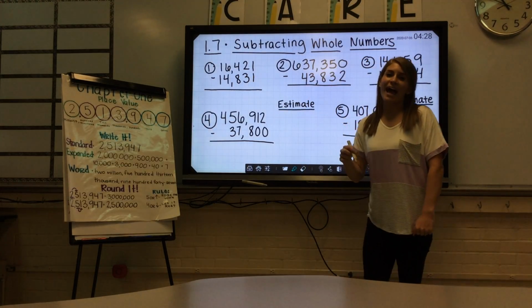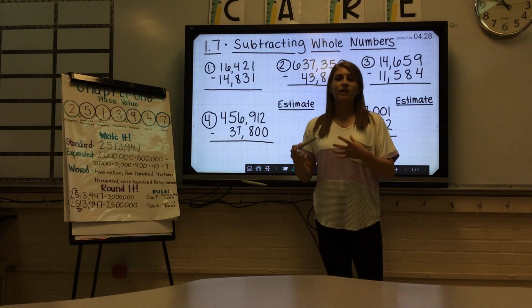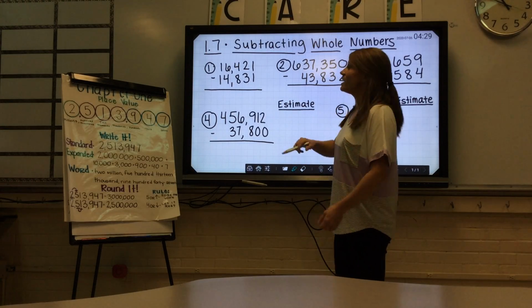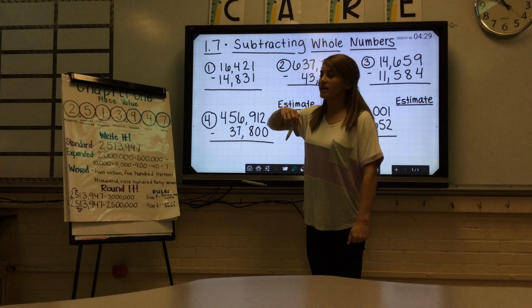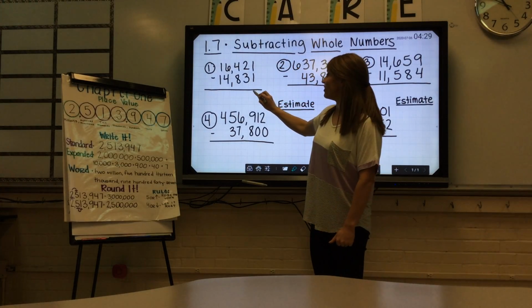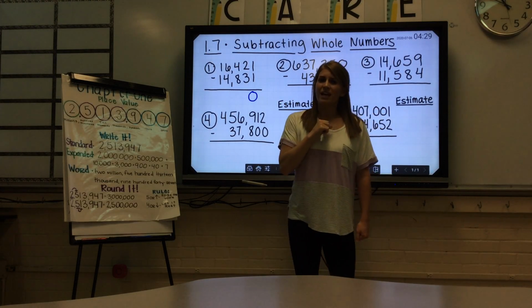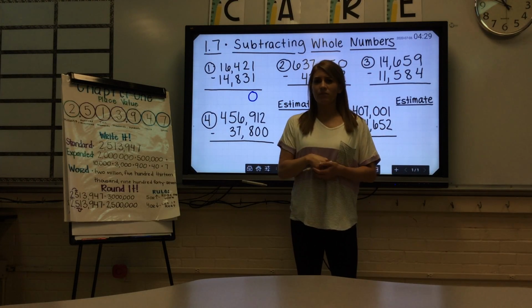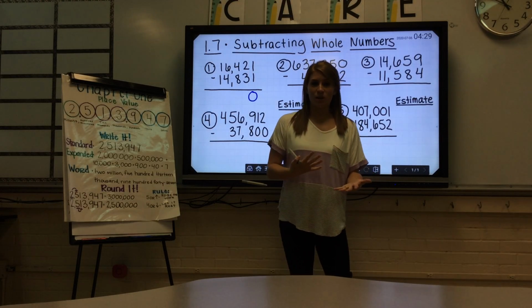Just like in adding, what place value do we start with when we are subtracting? Yes, we always start right here with the ones place. So 1 minus 1 is 0. 2 minus 3. Oh, can I take 3 away from 2? No. So what do I have to do in this situation?